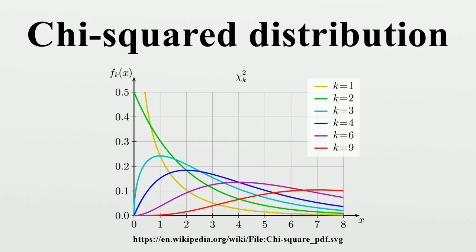Further properties of the chi-squared distribution can be found in the box at the upper right corner of this article. Probability density function.